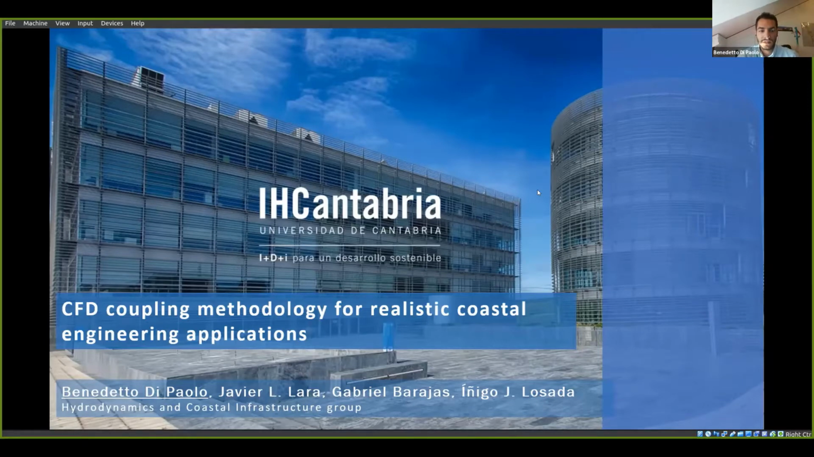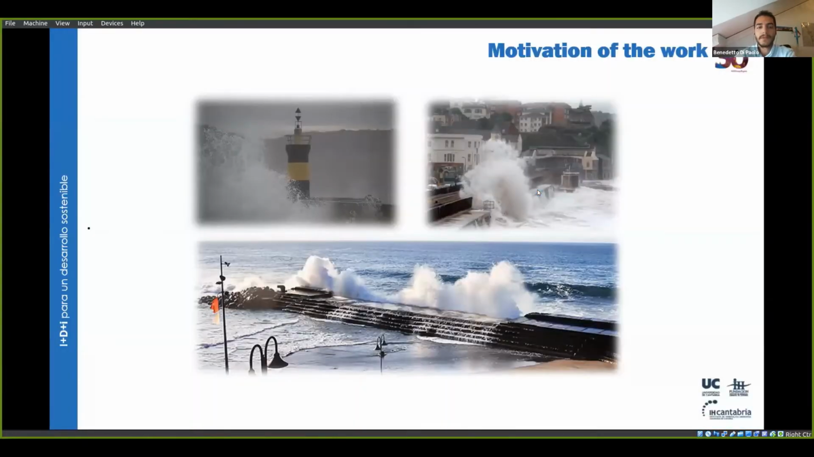I'm Benedetto Di Paolo from IH Cantabria, and in this presentation I'll talk a little bit about CFD coupling methodology for realistic coastal engineering applications. So in many cases in wave structure interaction, as you can see in these pictures, the three-dimensionality of the flows occur around the structure, while are less important far away from the structure. So the main motivation of this work was to develop an efficient coupling methodology in order to properly deal with this phenomena, but in an efficient way.